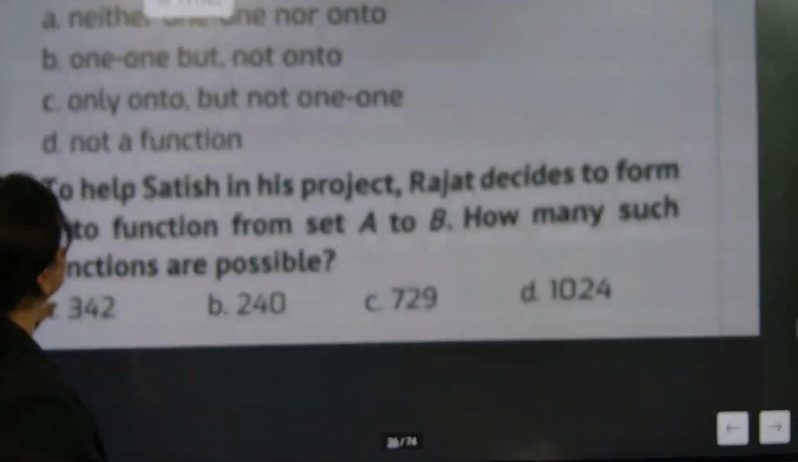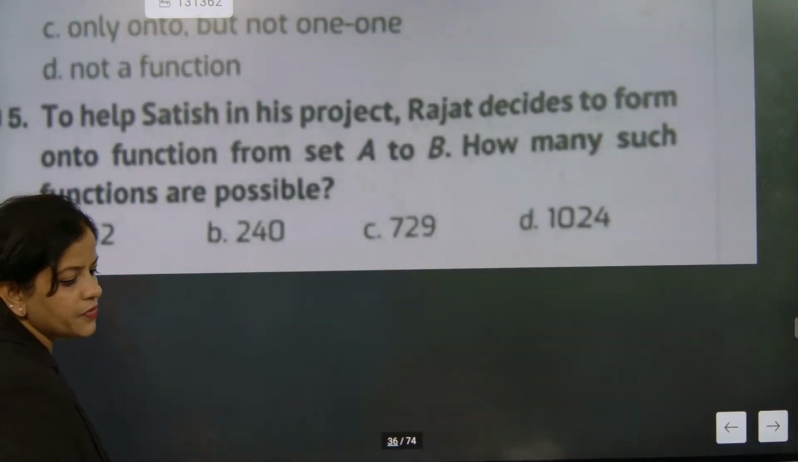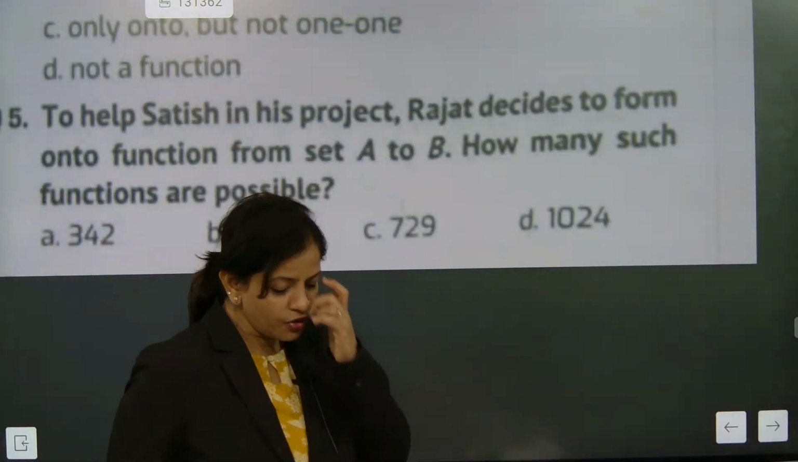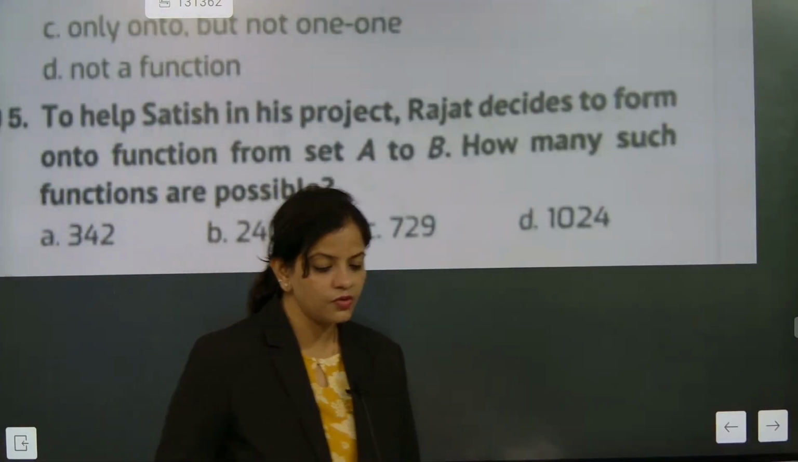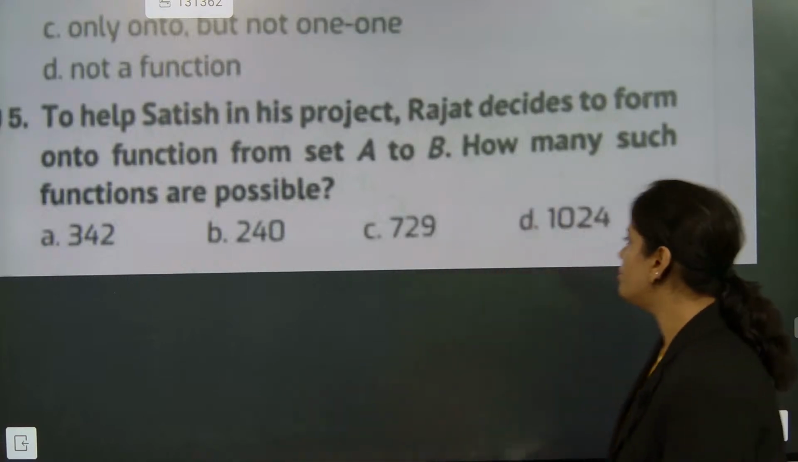So now look here. To help Satish in this project, Rajat decided to form an onto function from A to B. How many such functions are possible? Onto function formula, please kindly write down. See, write down the onto formula, number of onto functions.